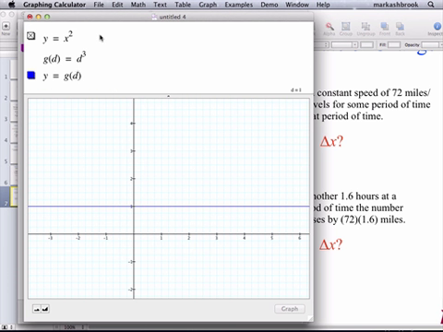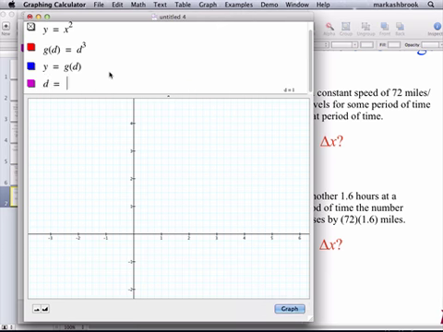So what if I set d equal to, say, 0.7? Now what's the graph going to be? Now it's graphing 0.7 cubed. Do you see that?